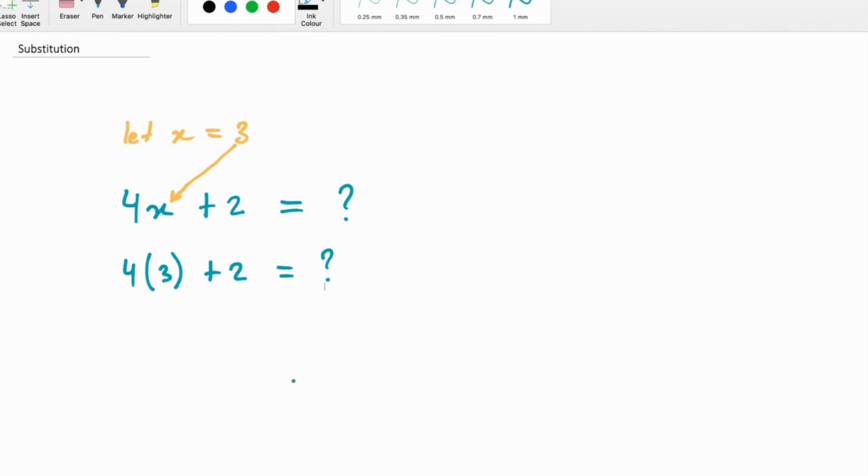Now whenever we have a number on the outside and we have brackets right next to it, that means they're multiplying. So essentially, 4 times 3 gives us 12. Plus 2 is equal to question mark. So what should our answer be? 12 plus 2, that is going to equal 14. And that is how we do substitution.